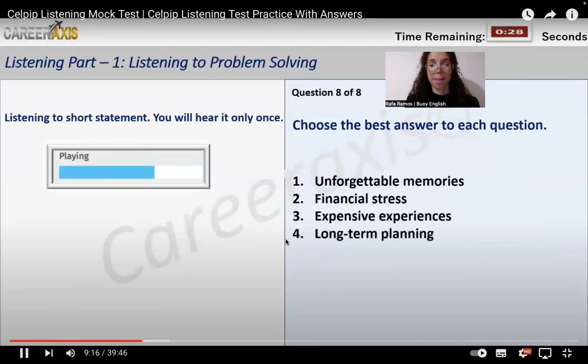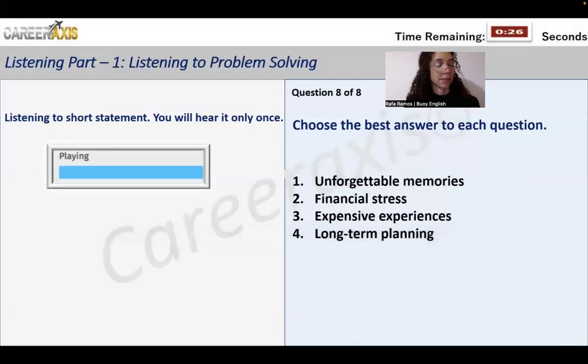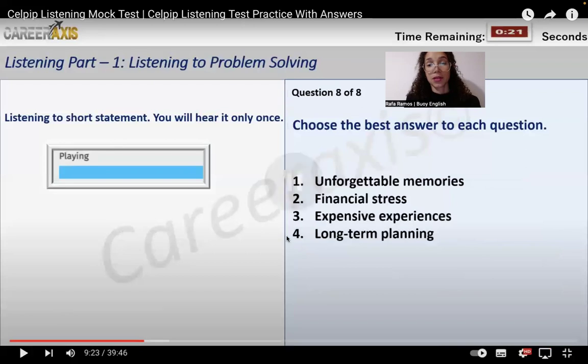What do Mark and Sarah want to avoid after their vacation, as mentioned in the conversation? So what do Mark and Sarah want to avoid in their vacation or after their vacation? They want to have unforgettable memories. So avoid is the opposite. Avoid is what they don't want, right? They don't want expensive experiences. They don't want long-term planning, or they don't want financial stress, tight budget. They really don't want financial stress, right?